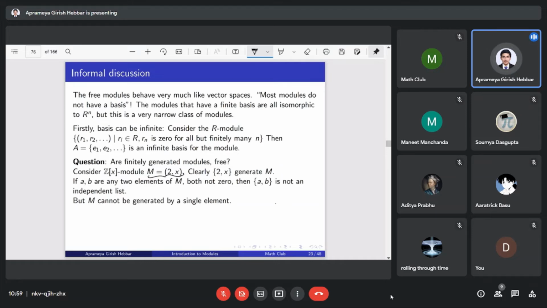So the point of all this discussion is that M is not free. Why is M not free? M is finitely generated. M is R A, where A is just {2, x}, but you can't find a basis for it. So basically, there are modules which are not free but are finitely generated.